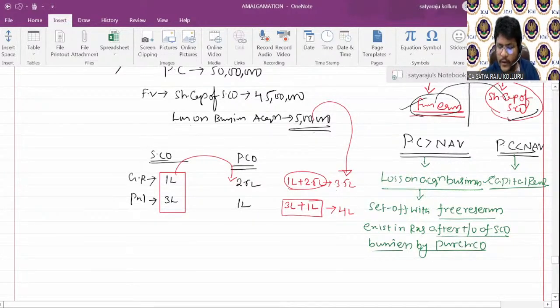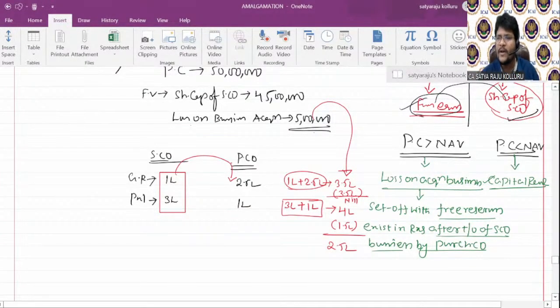Now, first you can set off with general reserve. General reserve is there for 3.5 lakhs. Now you can set off with the general reserve. So now if you set off the general reserve, the balance in general reserve is nil. Still, how much is required? 1.5 lakh. You can reduce such 1.5 lakh from profit and loss account. Then profit and loss account would become how much? 2.5 lakh.